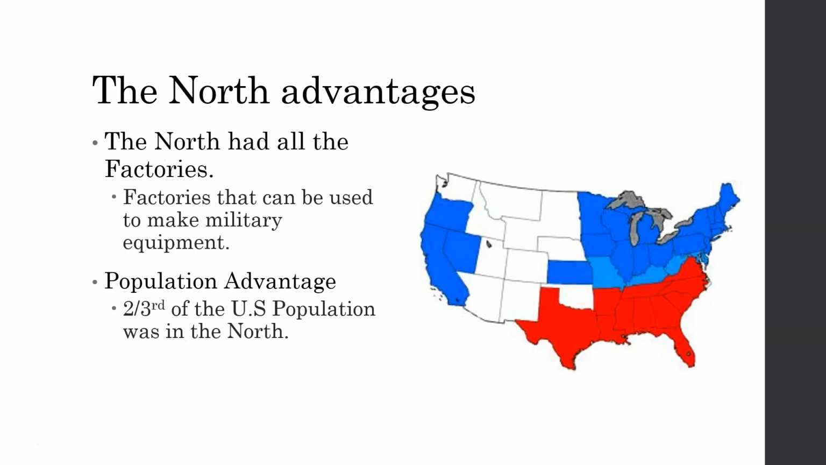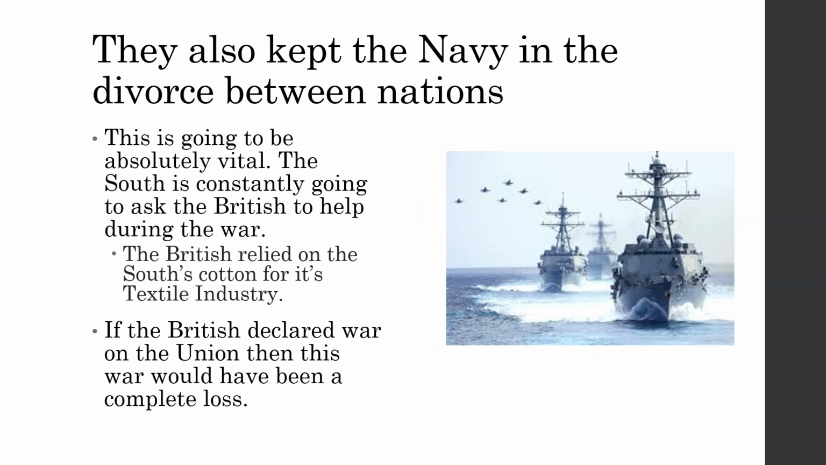Now, the North's advantages are they kept all the factories, because all the factories are pretty much in the North. That goes way back in our units, talking about Hamilton's ideas and stuff like that. People farmed in the South, people made products in the North. And they also had a population advantage, as in two-thirds of the US population was in the North. And they also got to keep the Navy.